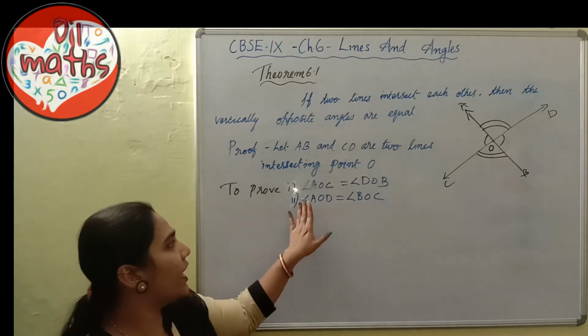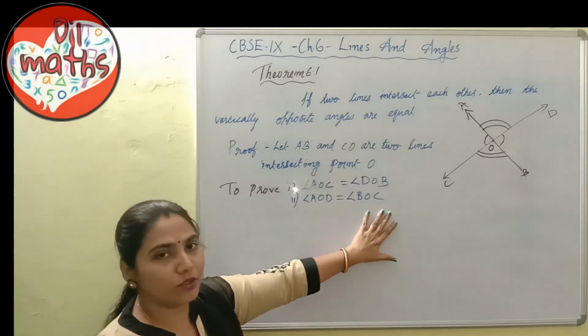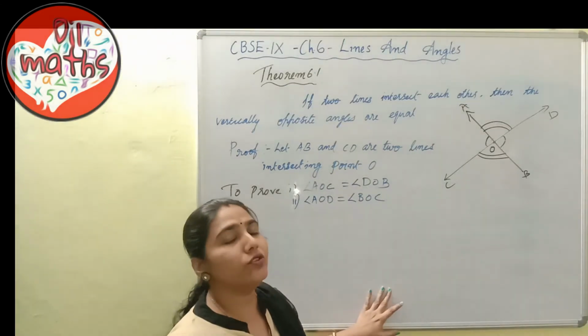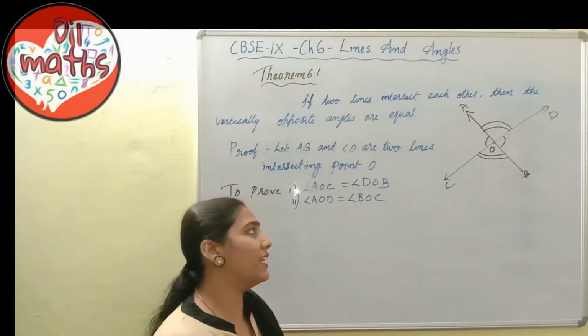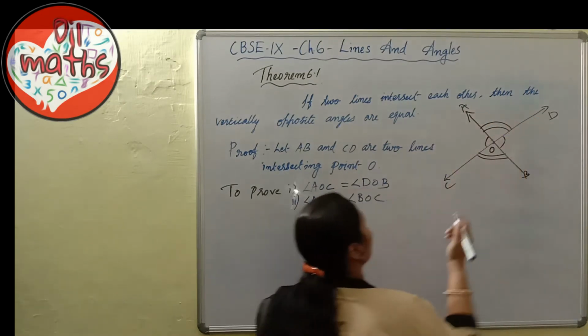So we have to prove angle AOC equal to angle DOB and angle AOD is equal to angle BOC. These two things we have to prove. For that we are going to take pairs of adjacent angles. First we are going to consider angle AOC and angle AOD.